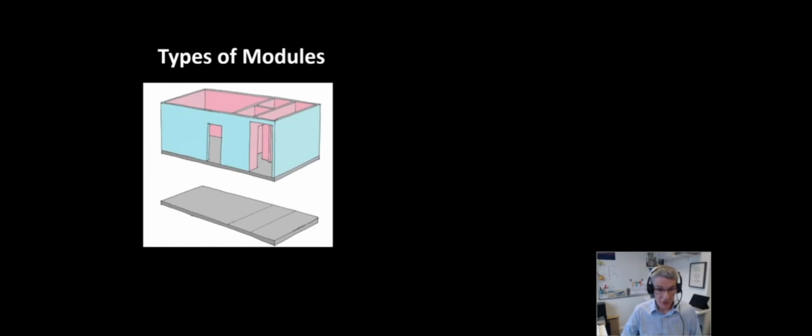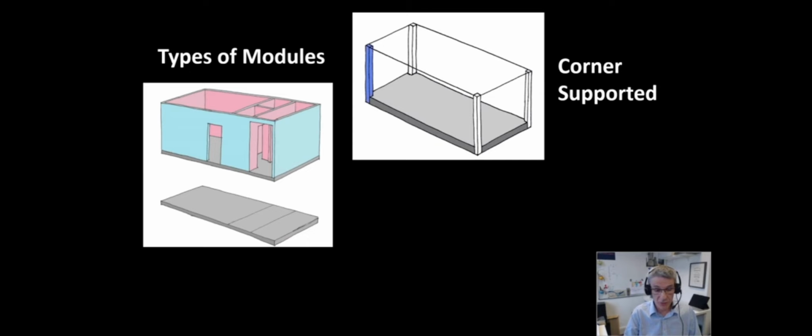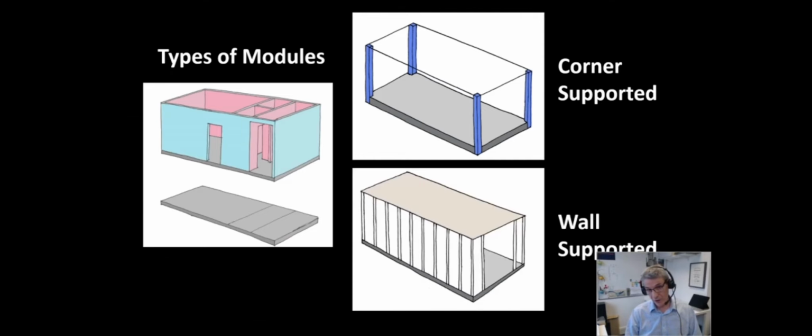We use different types of modules. We have corner supported modules where the structure of the building is minimal, where there's a number of columns around the perimeter spaced quite a distance apart. And we use wall supported modules where there are more structural members distributed throughout the walls.